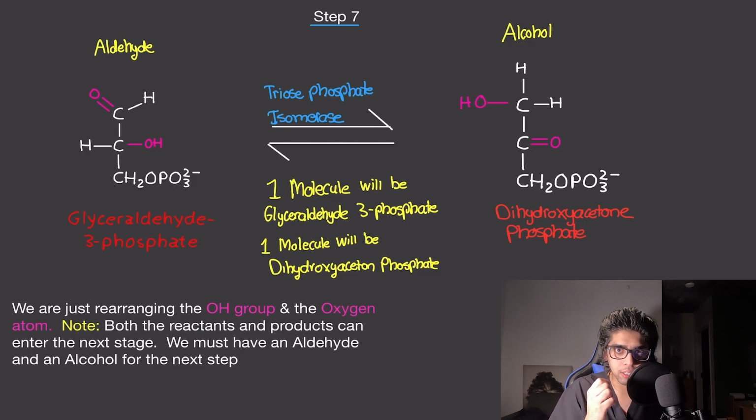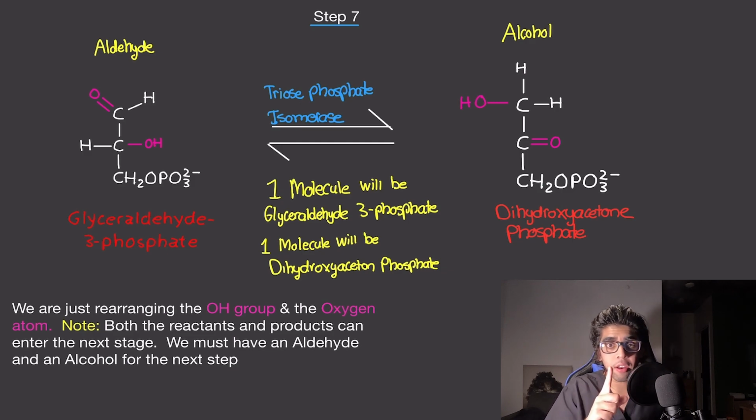Because in glycolysis, at the end, we created 2 molecules of pyruvate. So that means we technically actually have 2 molecules of everything going on since the beginning of gluconeogenesis, because we're going backwards. So we actually have 2 molecules of glyceraldehyde 3-phosphate. And here's what we're going to do.